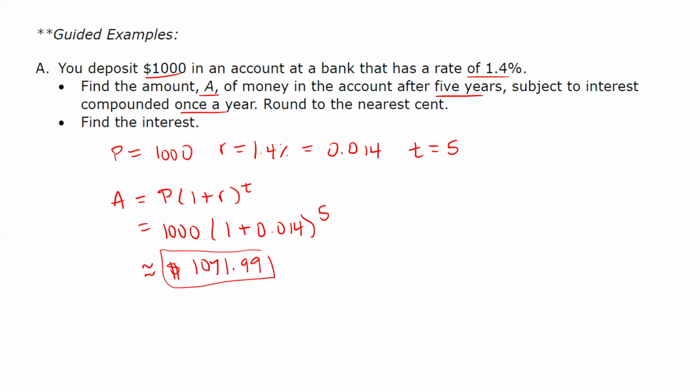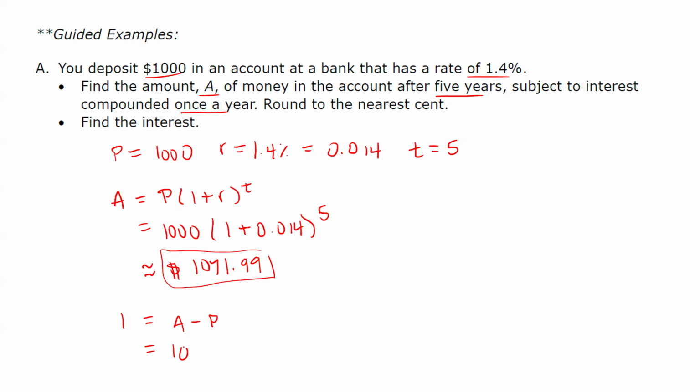Okay, so that is the amount of money in the account after 5 years. So our second problem is asking us, what is the interest? Well, to find the interest, we are going to take our future value and subtract the principal to determine how much interest was applied to our original amount.